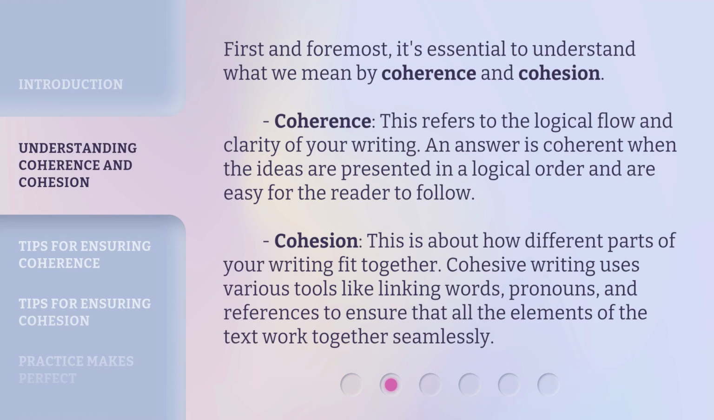First and foremost, it's essential to understand what we mean by coherence and cohesion. Coherence. This refers to the logical flow and clarity of your writing. An answer is coherent when the ideas are presented in a logical order and are easy for the reader to follow. Cohesion. This is about how different parts of your writing fit together. Cohesive writing uses various tools like linking words, pronouns, and references to ensure that all the elements of the text work together seamlessly.